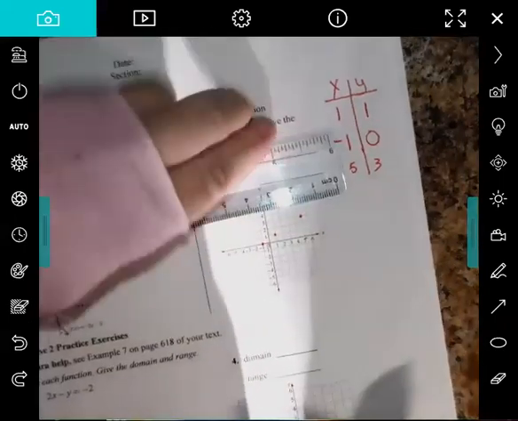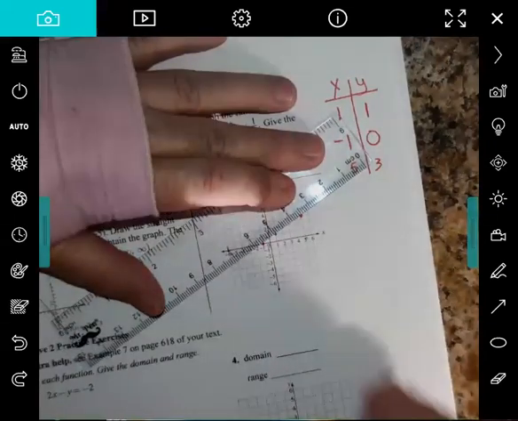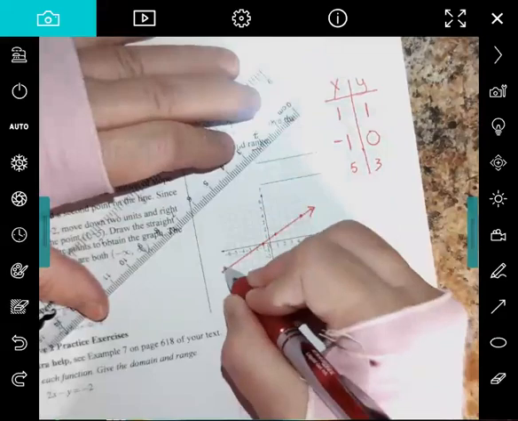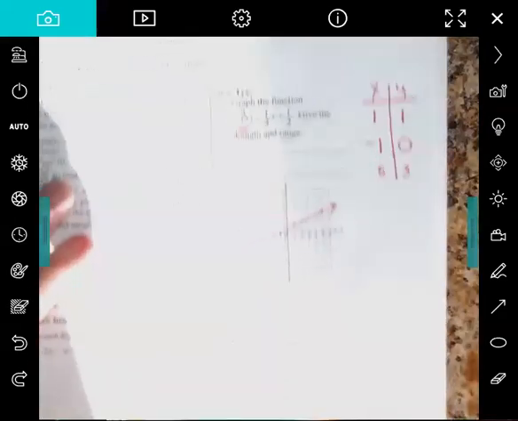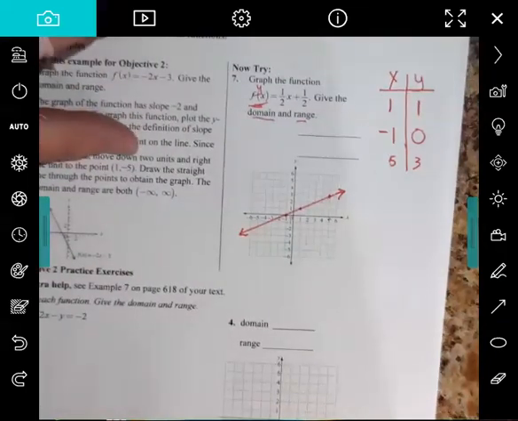Okay. Remember, when we draw lines, we must go all the way across the graph. No wimpy lines. And we must put arrows on the ends. And we're supposed to tell the domain and the range.